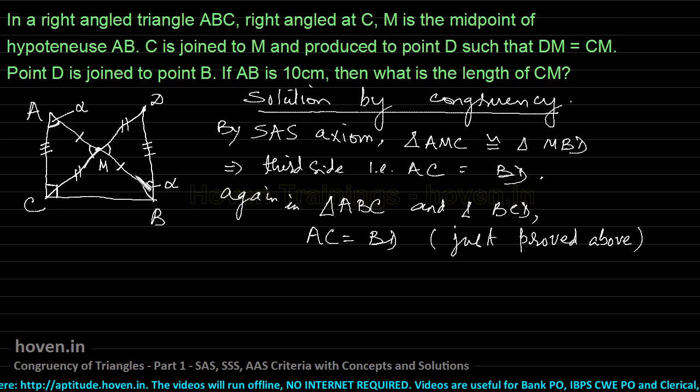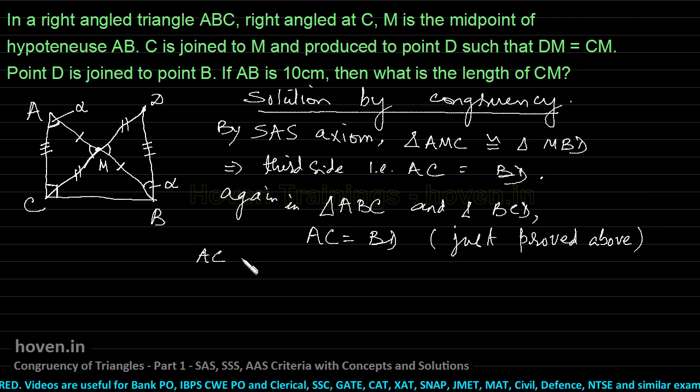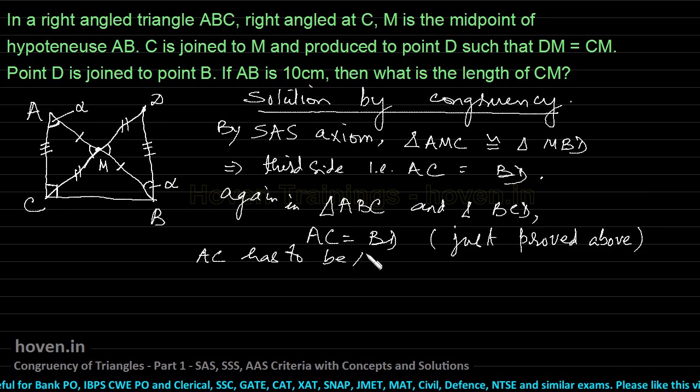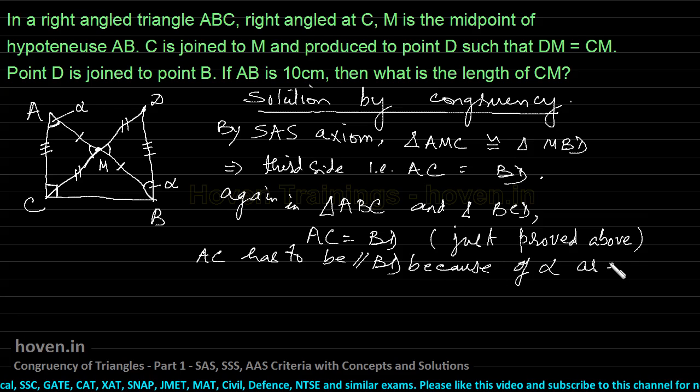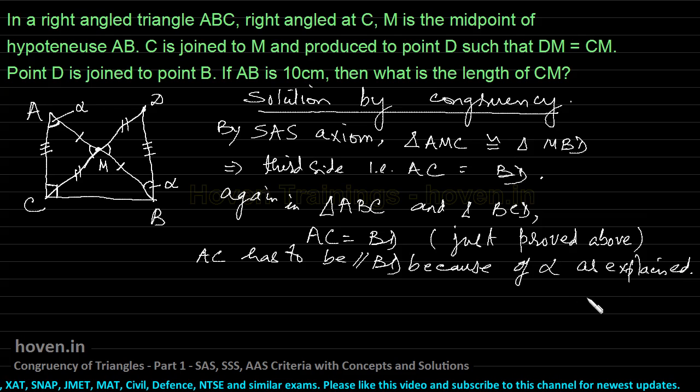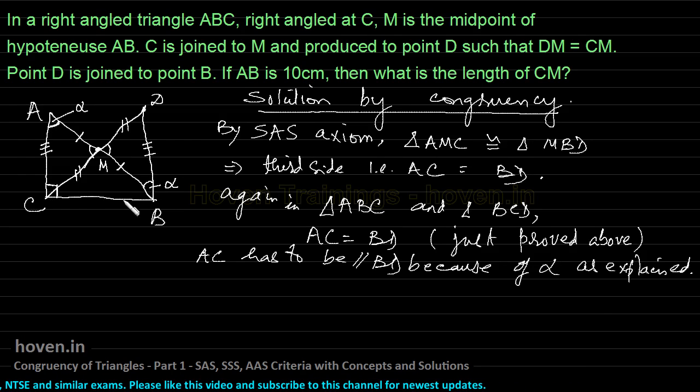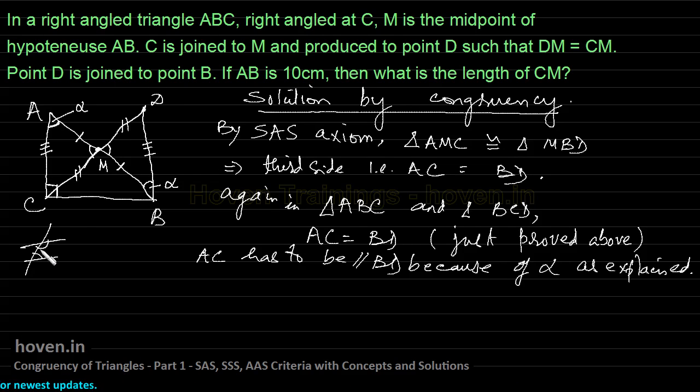Now we can observe that if AB is a transversal and this is one line and this is one line, then alternate angles are equal. So AC has to be parallel to BD because of alpha as explained. Now if AC is parallel to BD, then have a look at BC as the transversal. This means DBC will also be the same as this angle, which is 90. The interior angles on the same side of the transversal add to 180.